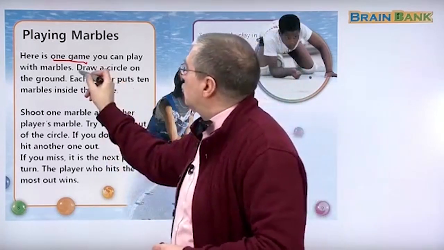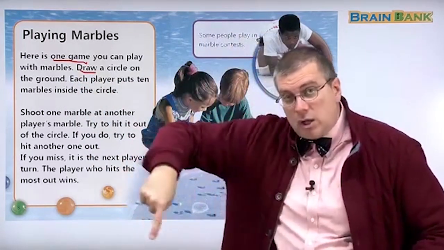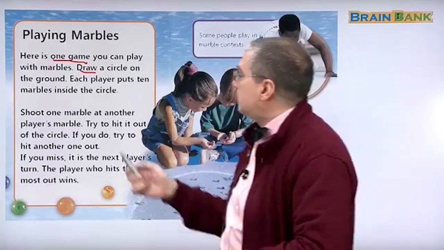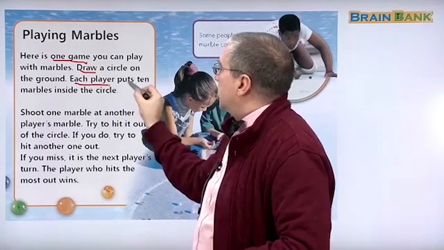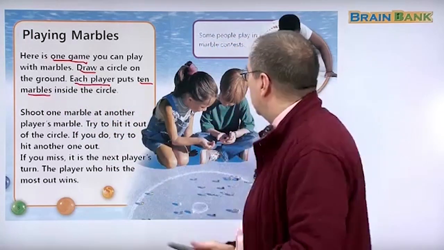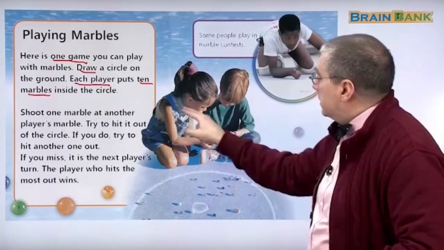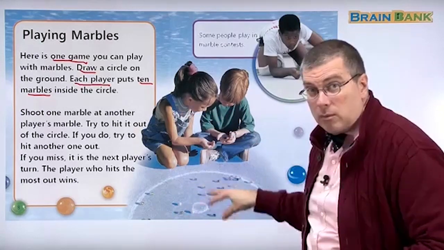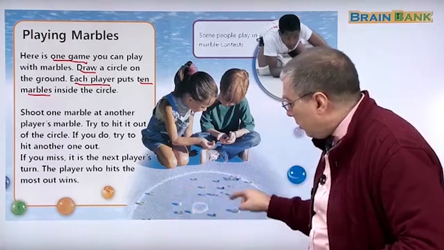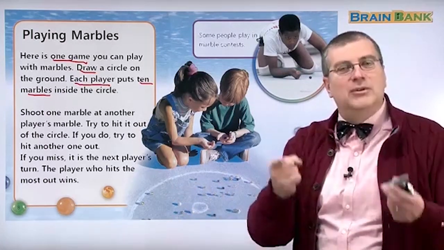First, draw a circle on the ground. So you draw a circle on the flat ground. Each player puts 10 marbles inside the circle. In this case, we have 2 players. So this player puts 10 marbles in the circle. This player puts 10 marbles in the circle. How many marbles? 20 marbles, right.